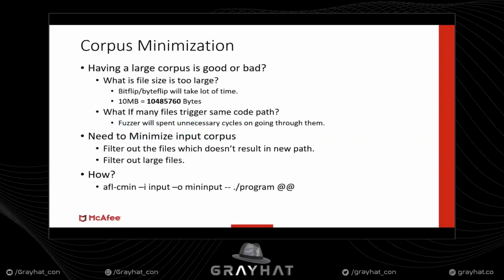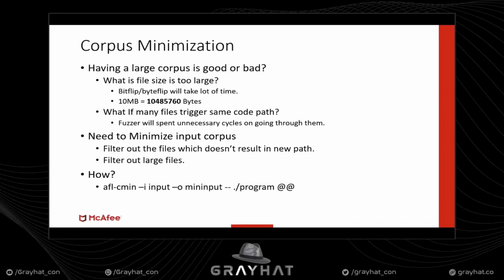Let's move on to another topic, corpus minimization. It is always a good idea to have a good corpus, but is it a good idea to have hundreds or thousands of files or a very large file in your corpus? Certainly not, because for example, if your file size is say 10 MB or 100 MB, then AFL uses a strategy called bit flip or byte flip, where it sequentially changes every bit and byte. So if your file size is larger, it will take more time, it will spend more CPU cycles, and sometimes it may not be worthwhile.